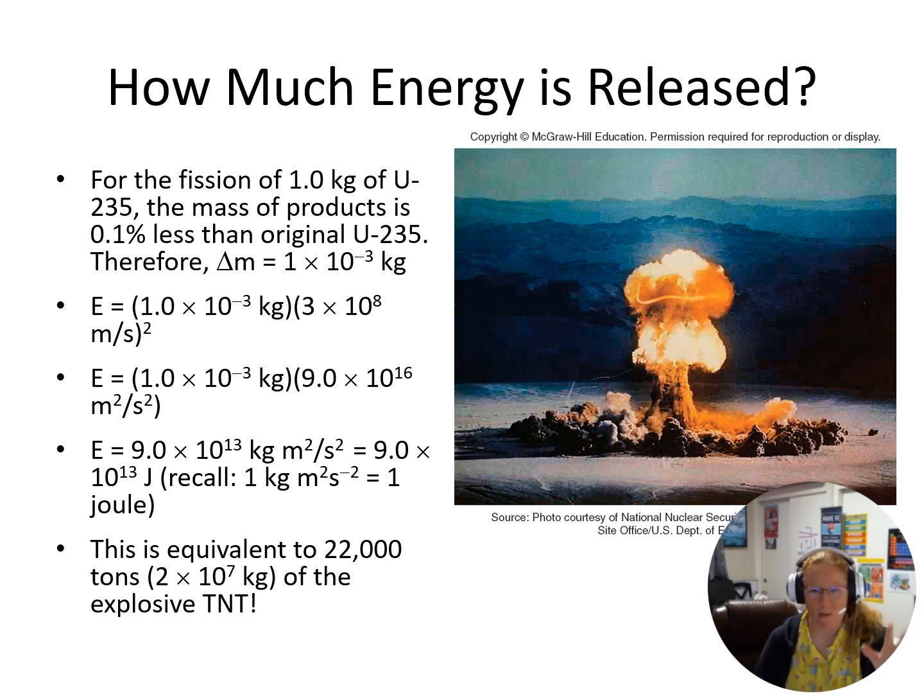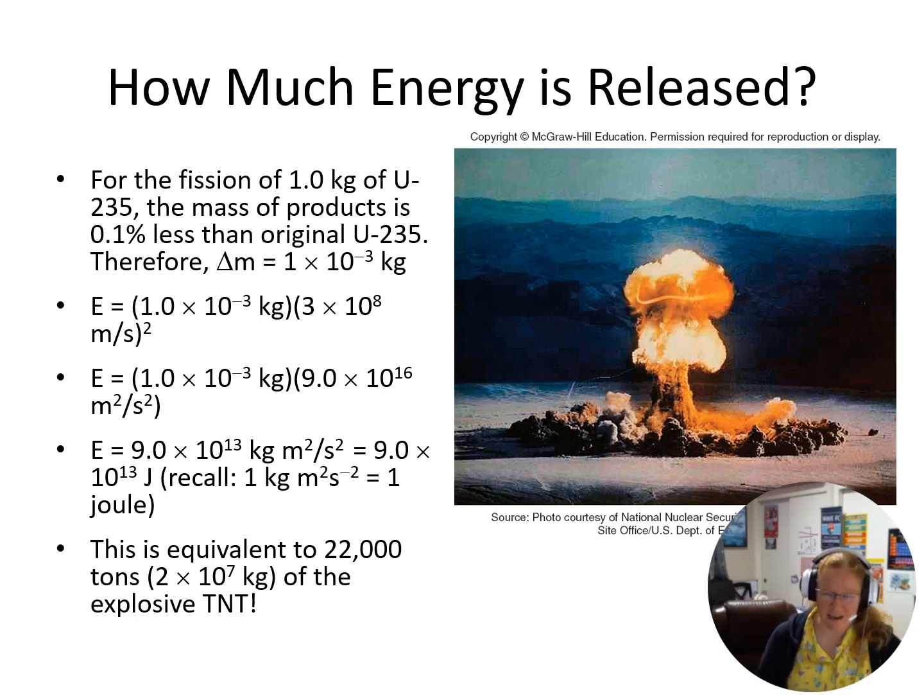Okay? But if I take that 1 times 10 to the negative 3 kilograms times the speed of light squared, and I keep going with it, what am I going to get? I'm going to get 9 times 10 to the 13th joules. That's equivalent to 22,000 tons of TNT. So not a lot of uranium gives a ton of energy.